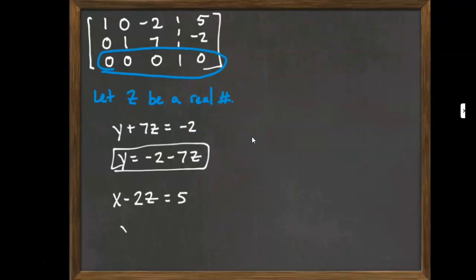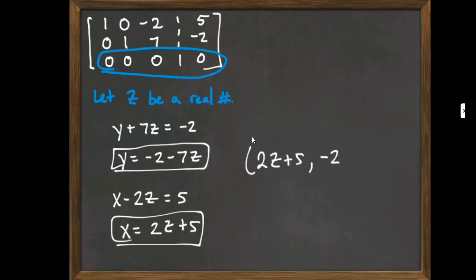And here we just again solve for x. So we bring the 2z over, and get 2z plus 5. And then once we have all of our variables, we write out the ordered triple in this case. We know what z is, that's our number. And then x is 2z plus 5, and then y is -2 minus 7z. And so there's our ordered triple, and we've now solved this system.